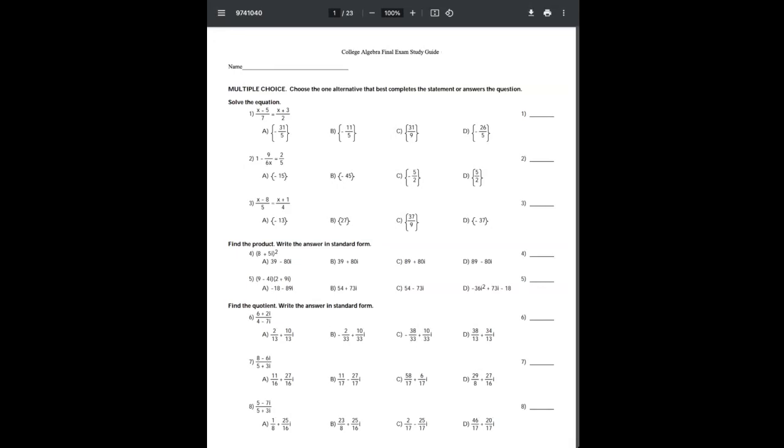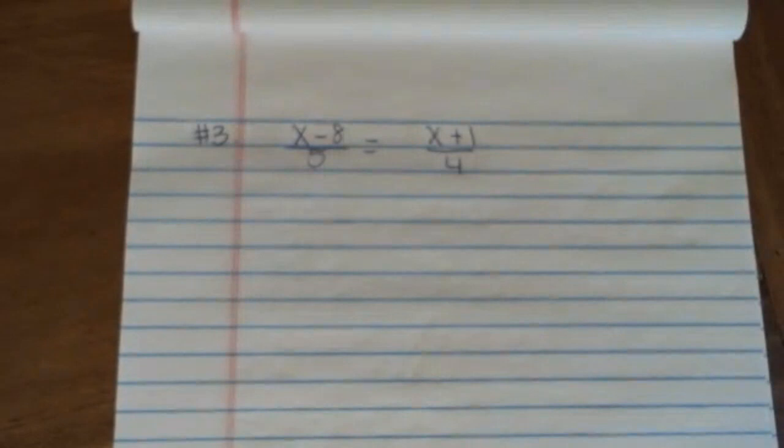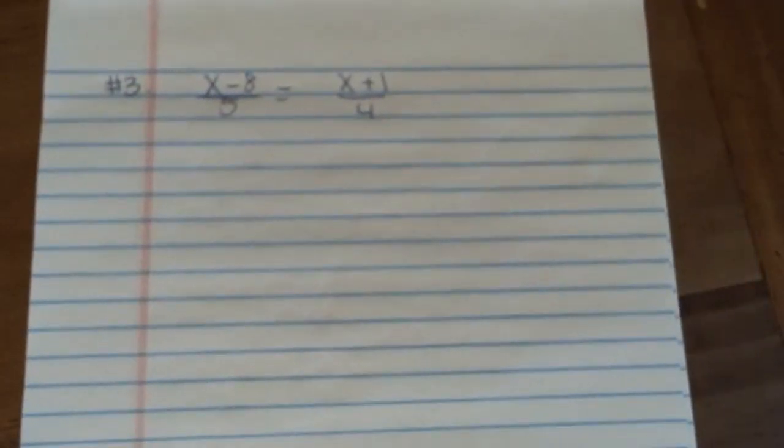Let me share my camera. So usually we would find the domain. Let me see if it'll focus better.